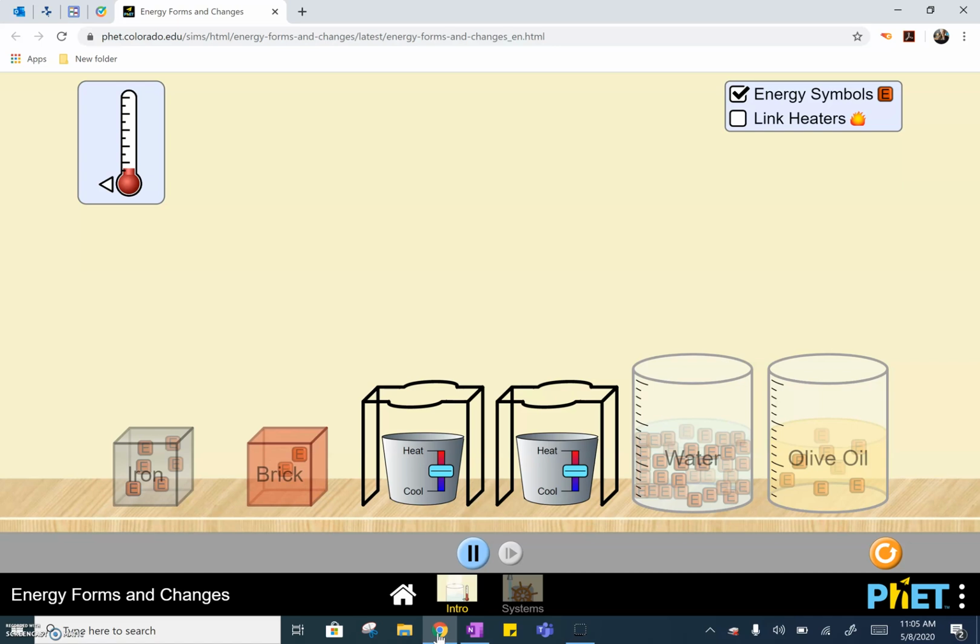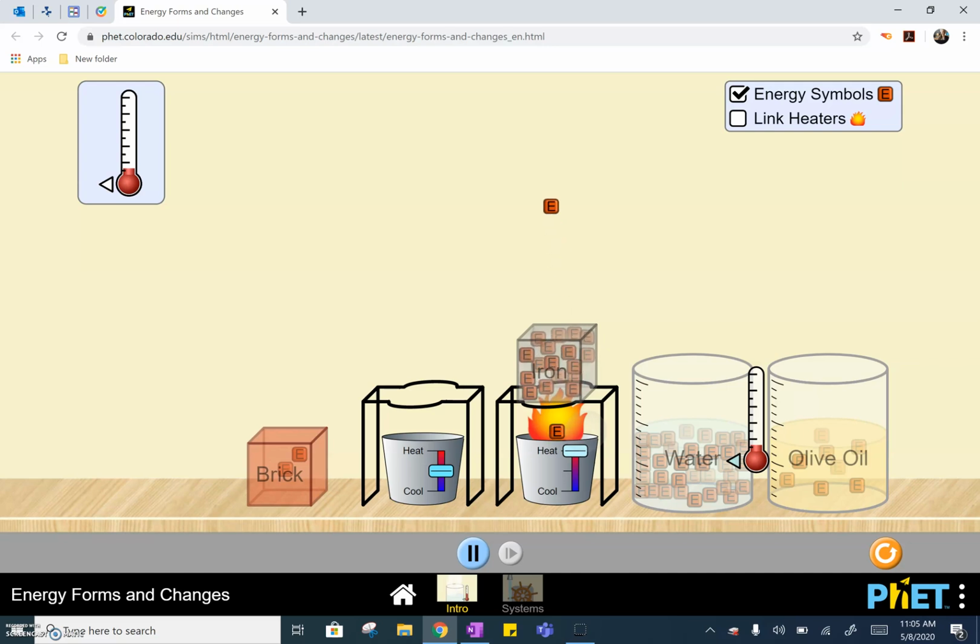So what I'm going to do is I'm going to take the iron. I'm going to put my little thermometer here. Okay, so notice the water, very low temperature to start. And I'm going to heat up this iron. So notice it's gaining energy because it's getting warmer. All right. And I'm going to put this into the water. Okay. And I'm going to see how much it's going to change the temperature of the water.